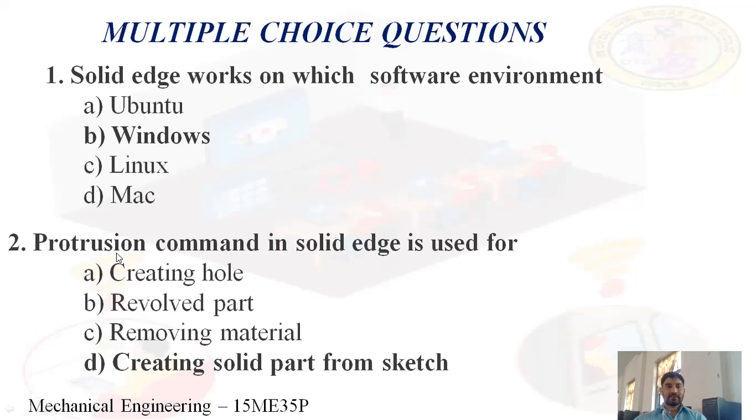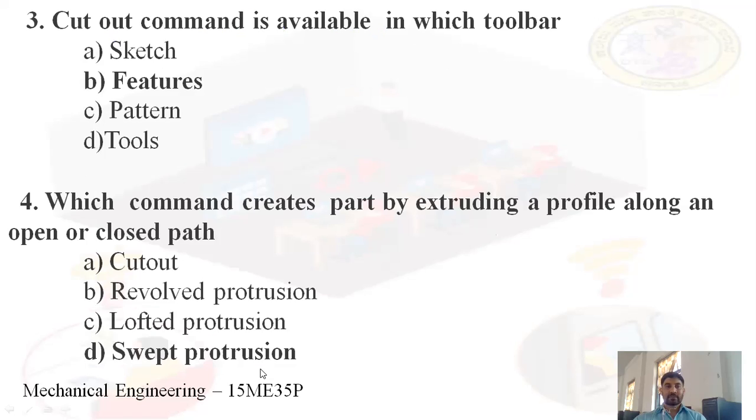So next is protrusion command in the solid edge is used for. So we have discussed the protrusion command. The options we have are creating hole, revolved part, removing the material, creating solid part from the sketch. Creating hole is a hole option. Revolved part is a revolved protrusion. Removing material is a cutout operation, whereas creating solid part from the sketch is the protrusion. This is the correct answer for protrusion command.